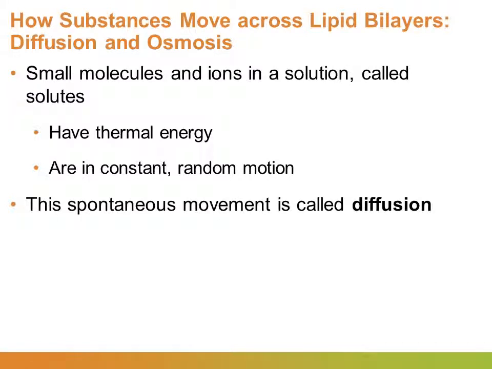Okay, so how do substances move across selectively permeable membranes like phospholipids? It's through diffusion and osmosis. Okay, so we already know that size matters. Small molecules can move more readily than large, and neutral or non-charged molecules can move more readily than charged molecules. So one type of movement is diffusion. So what is diffusion?